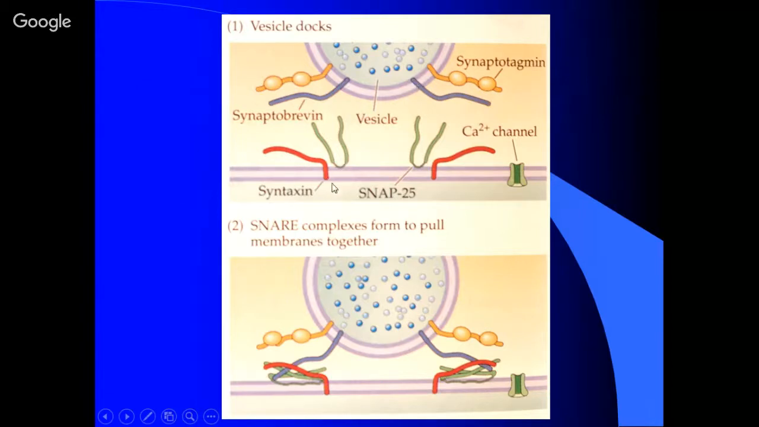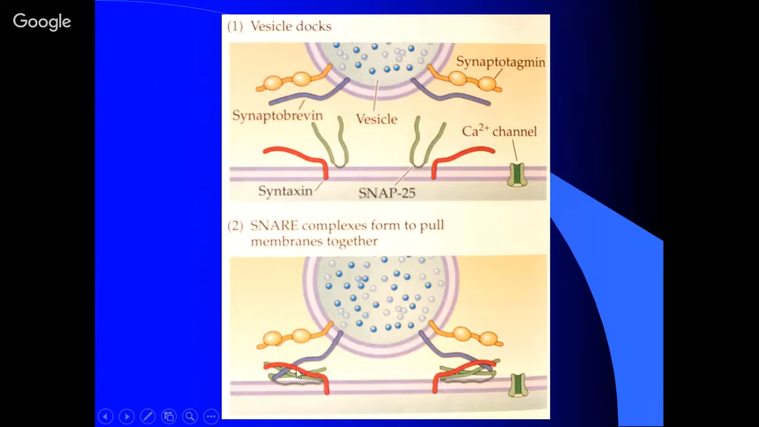And then you have this syntaxin, which is also embedded in the plasma membrane. And then you have this other molecule called SNAP25, which is interacting with the plasma membrane electrostatically. If you remember back to all the mechanisms that we talked about last week. And then once the vesicle actually docks, this SNARE complex pulls this together, and this is what it looks like while it's waiting for a calcium signal to arrive.